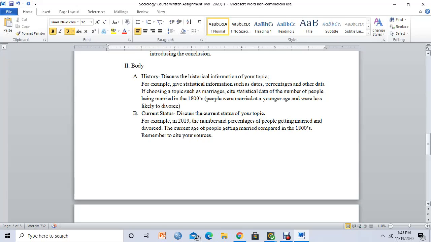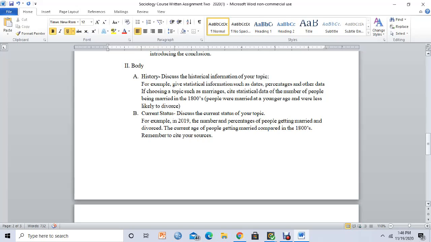The next thing you're going to do is also talk about the current status of your topic. So, for example, more statistical information may be available from 2019, the number and percentage of people getting married, using the same example of marriage and divorce. The current age of people today getting married compared to the 1800s. Just give me some current status, whatever the topic you have, social problem or social phenomenon that you're discussing. Give me the current status. So I have the history, and then I also have the current status.